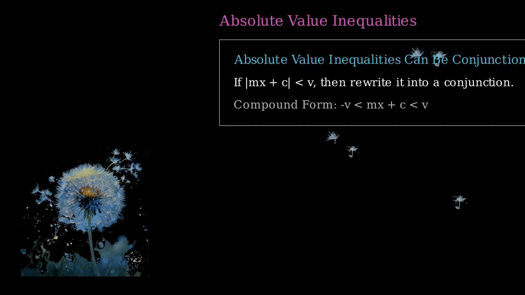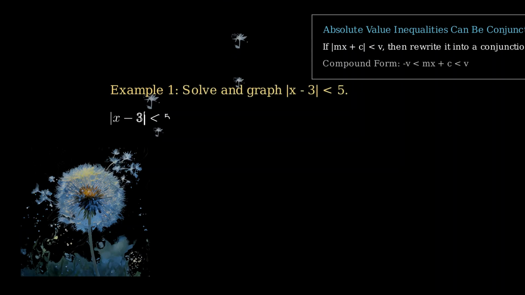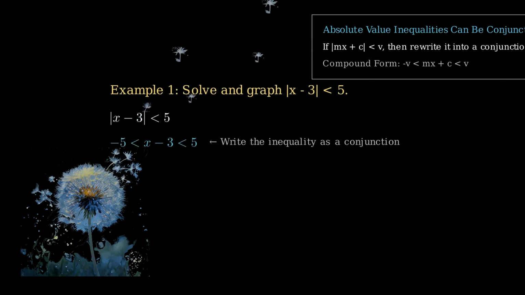Today we will learn how absolute value inequalities can be written as conjunctions. An inequality of the form absolute value of mx plus c is less than v can be rewritten as the compound inequality negative v is less than mx plus c, which is less than v. Let's solve example 1. Solve the inequality absolute value of x minus 3 is less than 5.